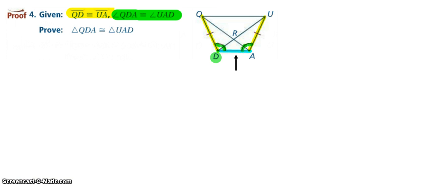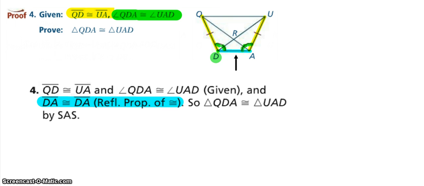CPCTC. When we look at the proof of number 4, we're approaching it knowing that QD is congruent to UA. My angle QDA and my angle UAD are congruent, and then right here, highlighted in blue, I see that these two triangles share a side, because if I look at triangle QDA, I'm looking at QDA and then back up here, so I have this side DA. Then UAD still uses that side. So I can actually prove these triangles congruent by side, angle, side. And there we have our proof.